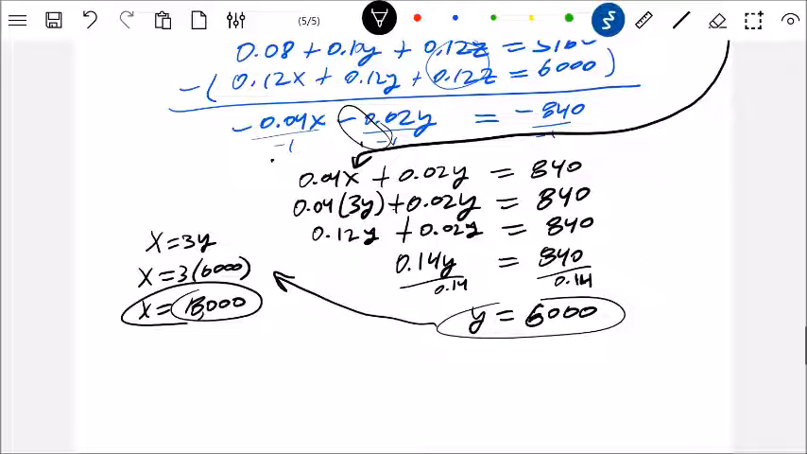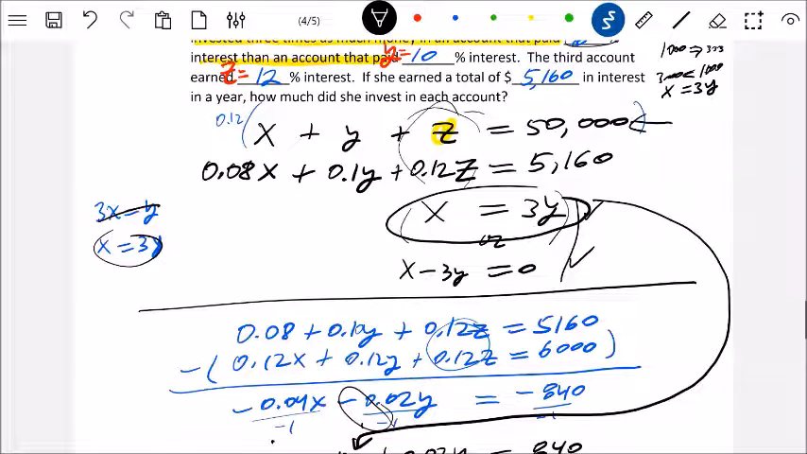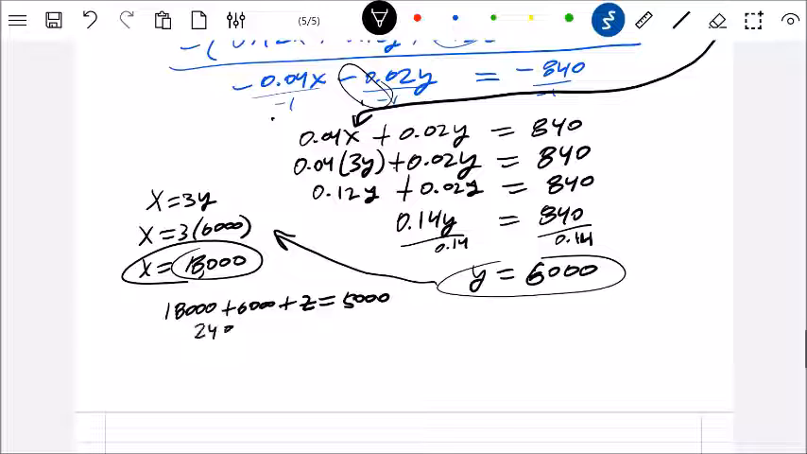Yay. And now for the z, we have to get it all to make 50,000. So we have 18,000 plus 6,000 plus z is equal to 50,000. So this comes to 24,000. And when we subtract it from both sides, we get that z is 26,000.